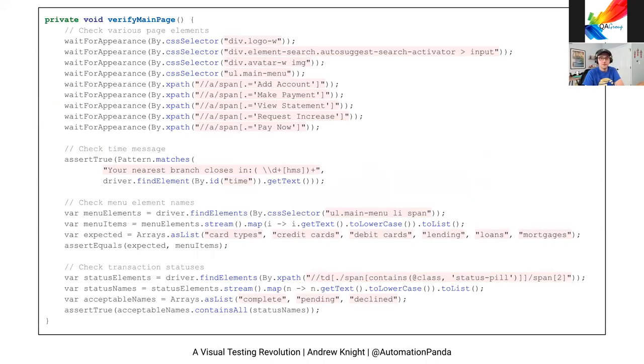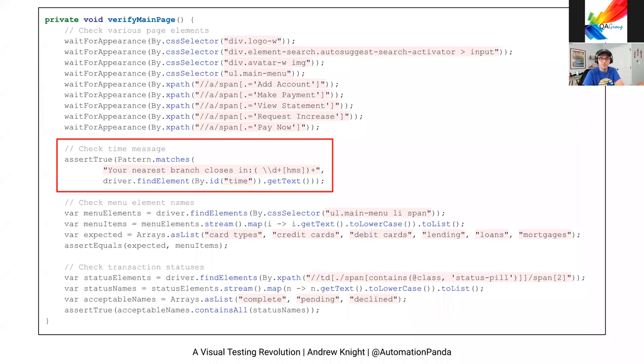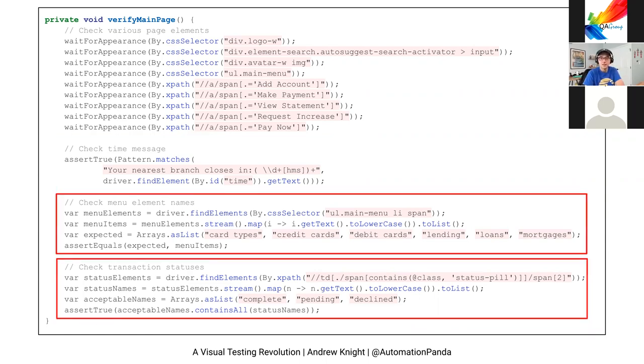The fourth method, verify main page, is quite a doozy. Remember all the things on that main page? Well, they're going to need several assertions to verify. Some assertions merely check the appearance of elements, while others need to perform text matching. For example, to check the banner at the top that says your nearest branch closes in X minutes, we need to find the element, get its text, and then perform a regular expression match. Checking the account types and status fields require getting lists of elements, mapping their text values, and transforming the resulting data for comparisons.